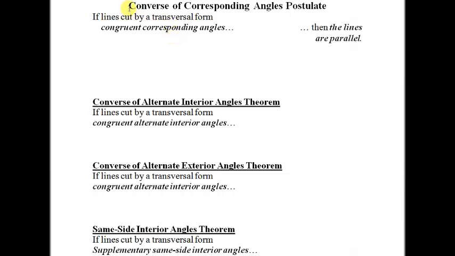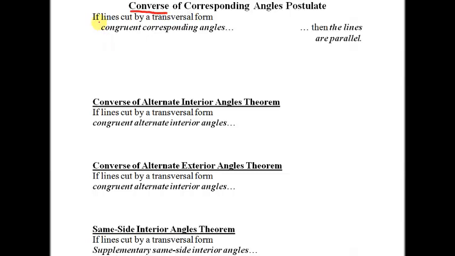So like you see here, it is the converse. We're going to do the converse of all the theorems and postulates we've done. First is the converse of the corresponding angles postulate. You'll remember a converse takes your hypothesis and your conclusion and does a flip-flop with them, just switches them around. So let's read through this converse. It says if the lines cut by a transversal form congruent corresponding angles, then the lines are parallel.